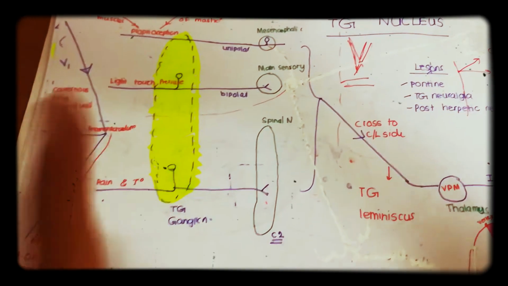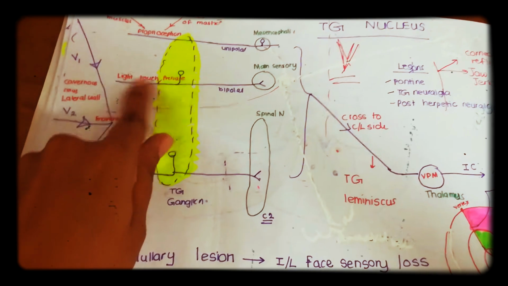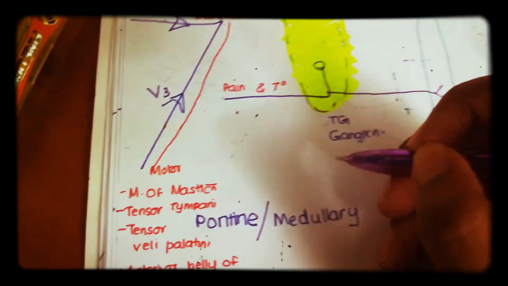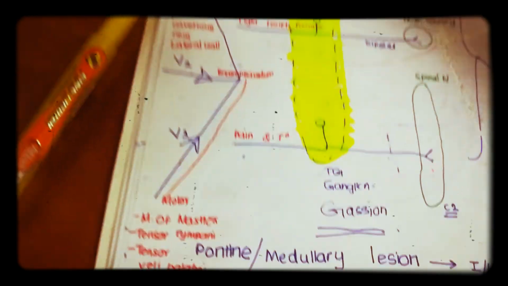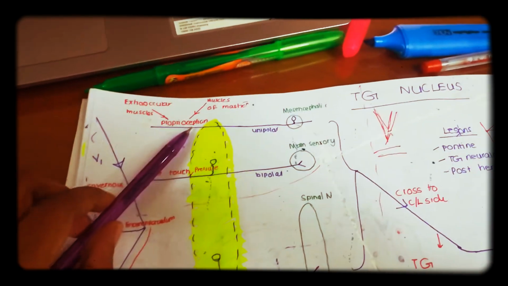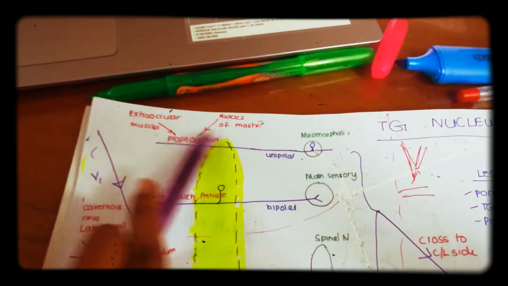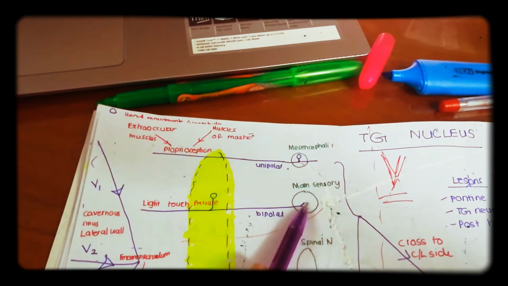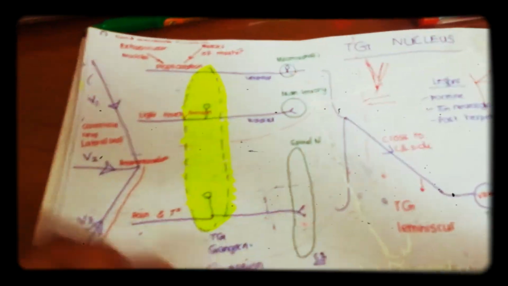So, in between, another important thing is you have a ganglion called the trigeminal ganglion, where you have the cell bodies of two different modalities. The trigeminal ganglion. We also call it the Gasserian ganglion. So, you have the proprioception from the extraocular muscles and the muscles of mastication going to the mesencephalic nucleus. The light touch and pressure going to the main sensory nucleus in the pons, but pain and temperature going to the long spinal pathway.